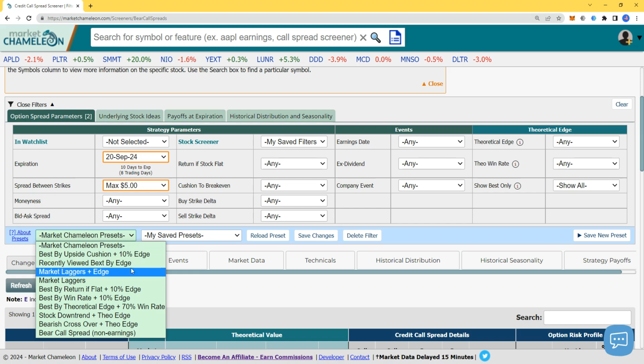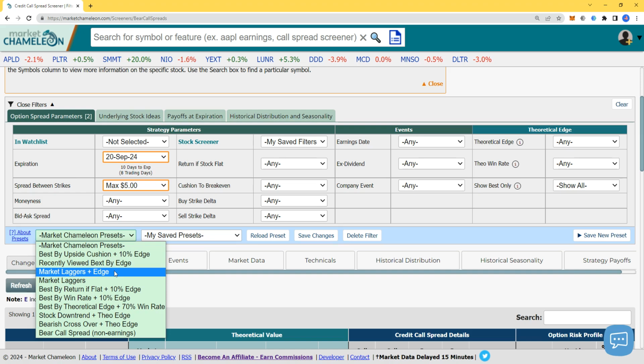Recently viewed, it's more subjective. Now we got this one, which is quite interesting. Market laggers plus edge. Market laggers means, I don't know, S&P 500 up 20% and the stock, whatever stock, is down 20%. That's basically it. Lags behind the market. Plus edge means that you are getting paid more than what you should have got paid based on history.